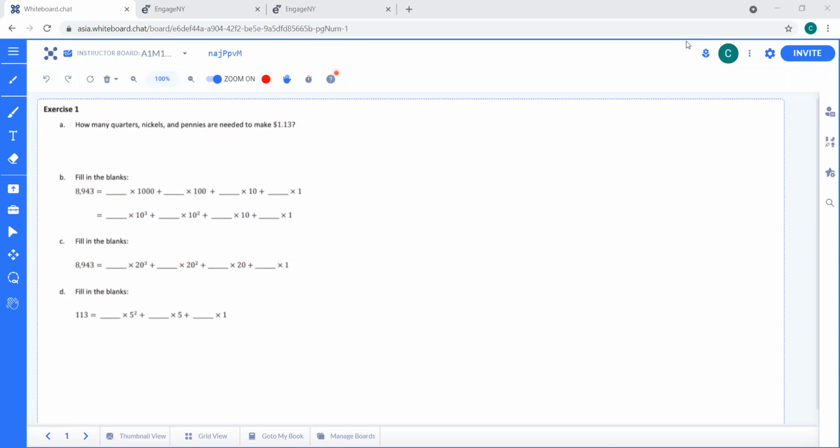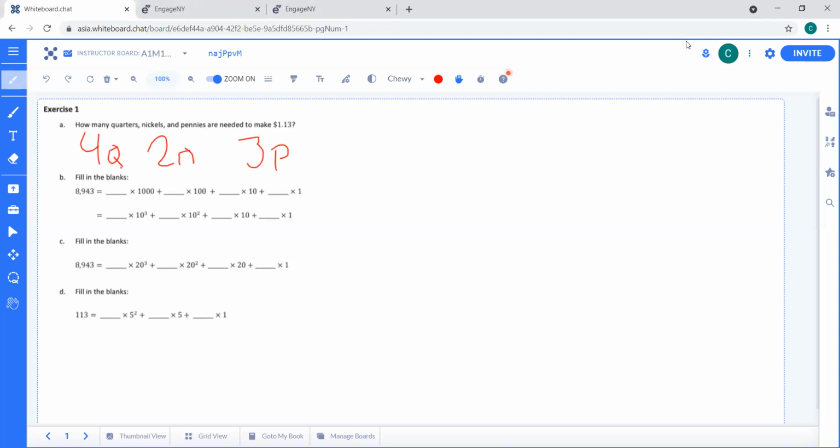So it says, how many quarters, nickels, and pennies are needed to make $1.13? Well, we're going to need 4 quarters, 3 nickels, and 3 pennies, right? Dollar. Oh, nope, that's not right. Like 2 nickels. $1, $1.10, $1.13.